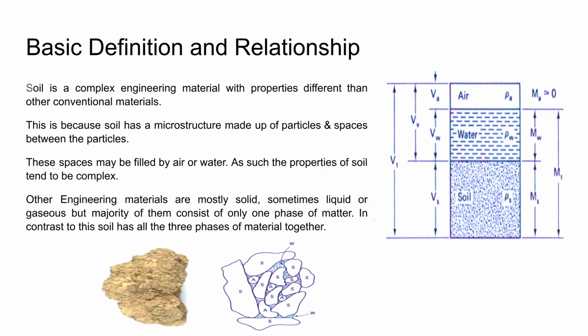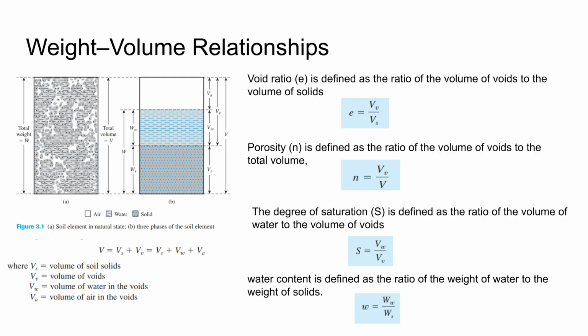Soil is a complex engineering material with a microstructure of particles and spaces that can be filled with air or water. Unlike most other engineering materials, soil exists naturally as a three-phase system: solid, liquid, and gas. Four fundamental weight-volume relationships define soil properties. Void ratio e is the ratio of the volume of voids to the volume of solids. Porosity n is the volume of voids to the total volume.